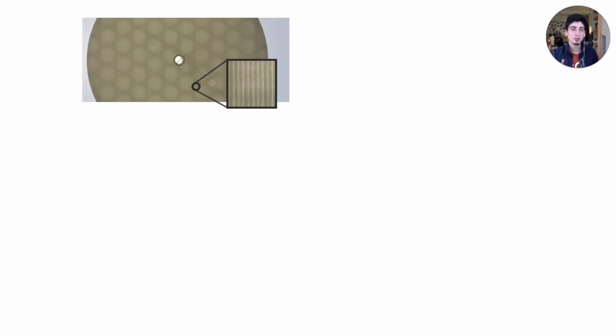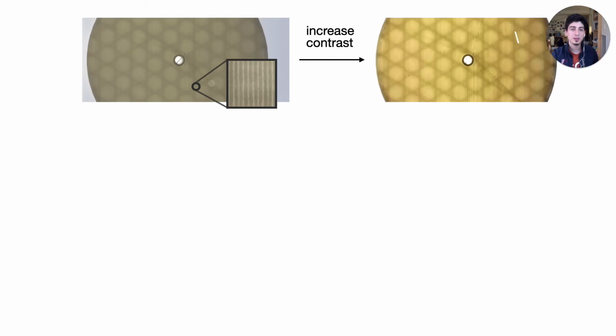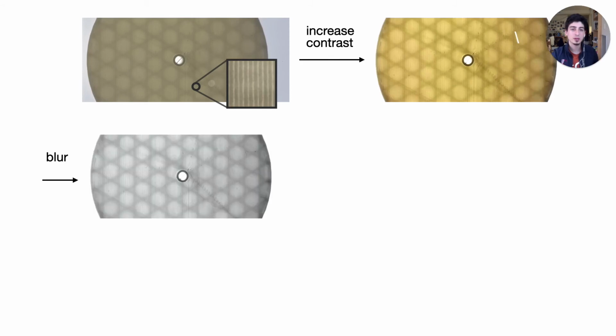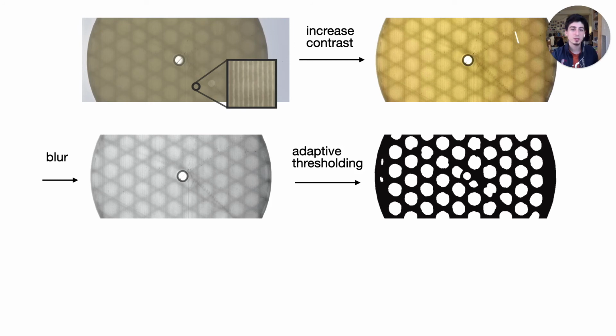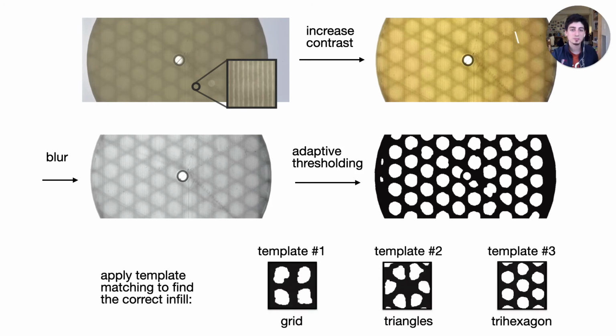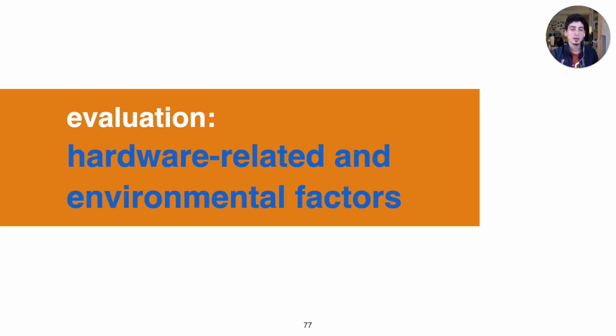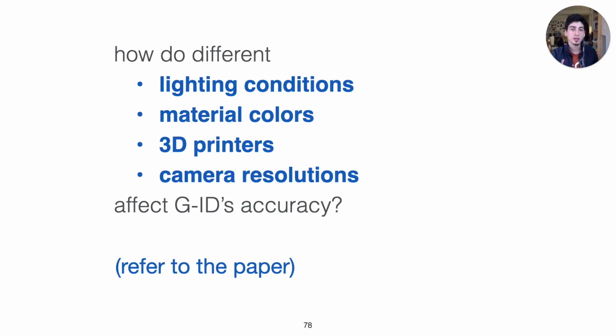To detect the infill parameters, we first need to remove the traces on the surface. We do this by increasing the contrast, blurring the image, and applying adaptive thresholding to binarize the image. Now we can apply template matching to find the correct type of infill. In this case, trihexagon. We also evaluated our system under different hardware-related and environmental conditions, including different lighting conditions, filament colors, 3D printers, and camera resolutions. For the complete evaluation, please refer to our paper.